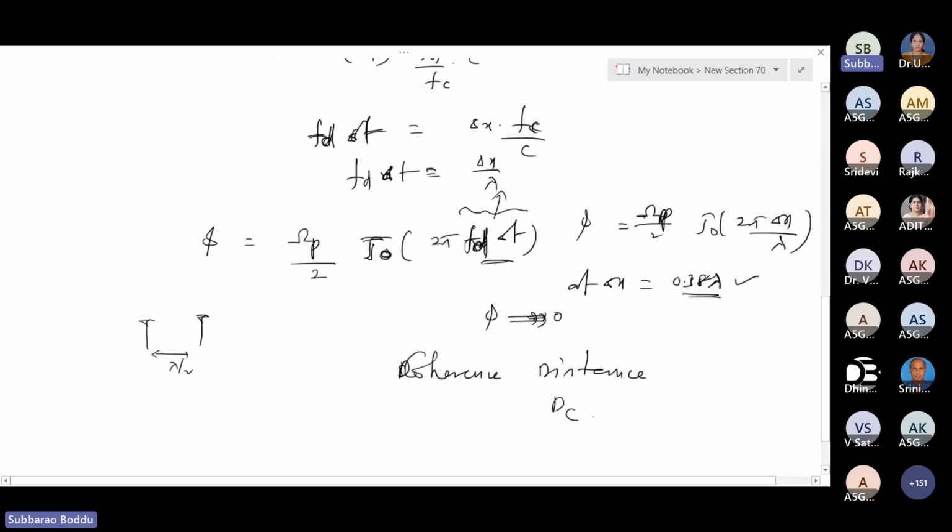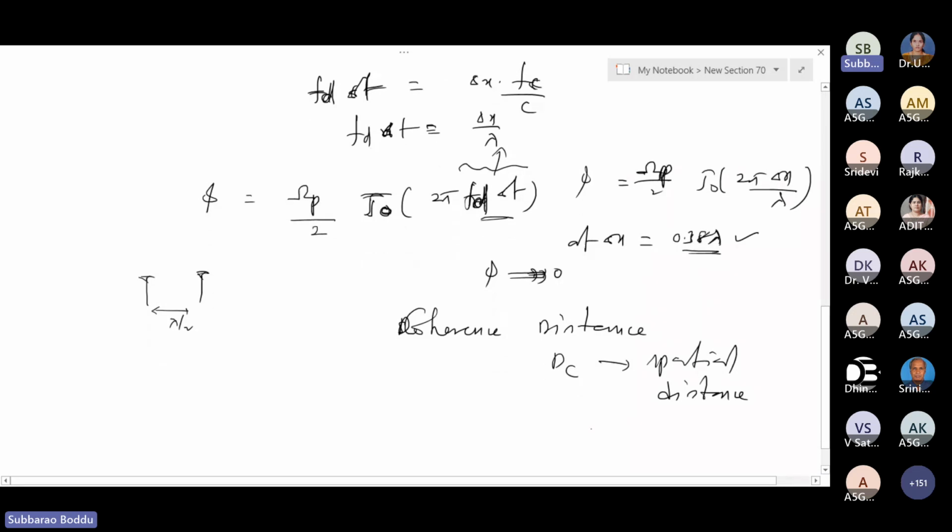It is basically the space in the spatial domain. That is the spatial distance over which the channel does not change appreciably.